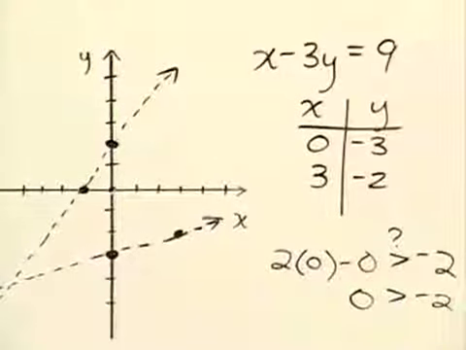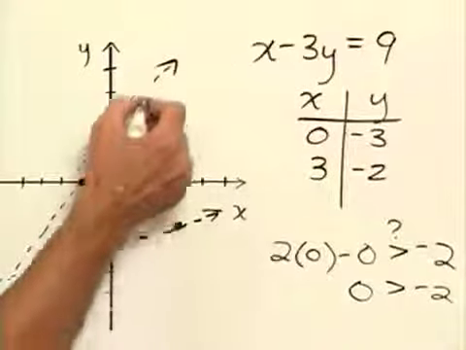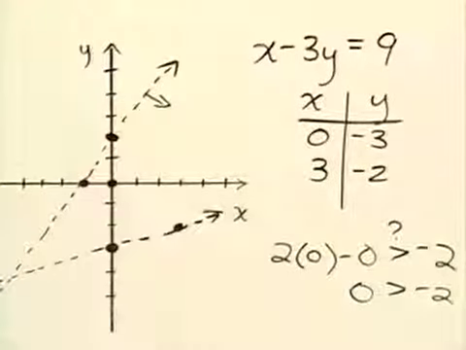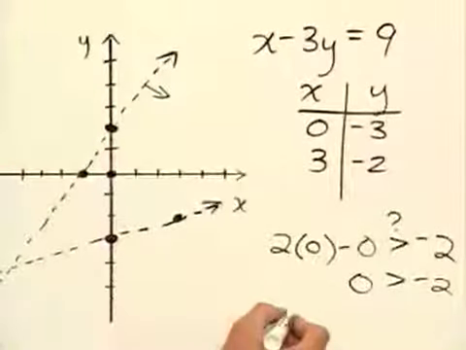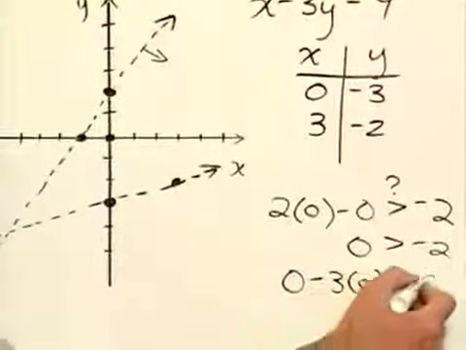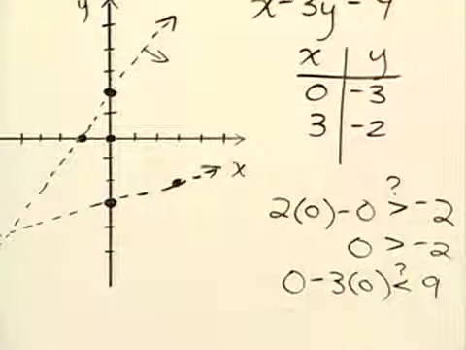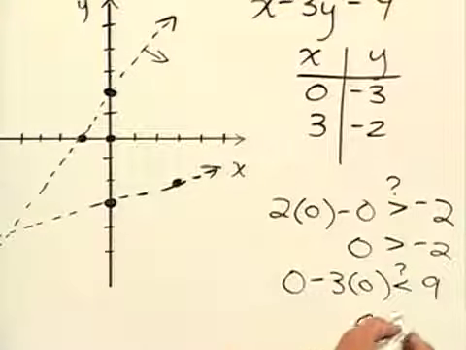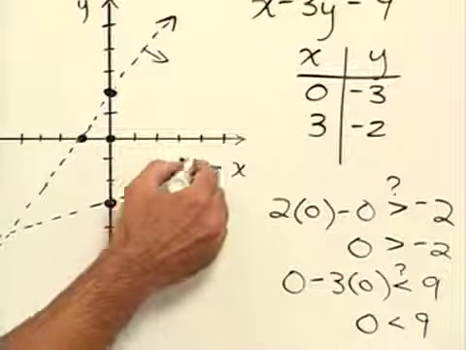So for my first linear equation, I need to shade on the side that my test point was on. So I'm going to shade in that direction. Now for the second equation, I'm going to use the same test point. So I'm going to have 0 minus 3 times 0 is less than 9. And I want to answer that question. Is that a true statement or is it not? If I simplify this, I get 0 is less than 9. And yes, that is a true statement, so my test point is a solution. So I need to shade this dotted line in that direction.